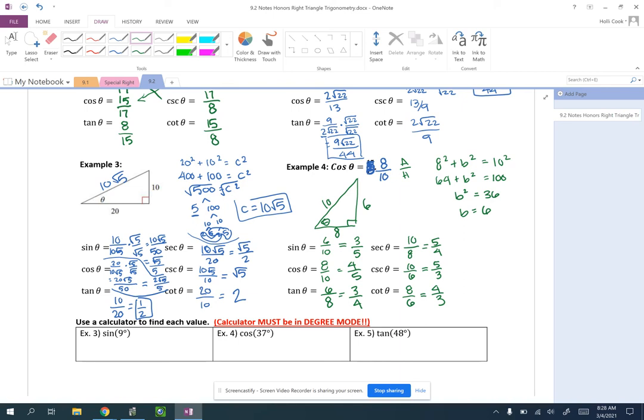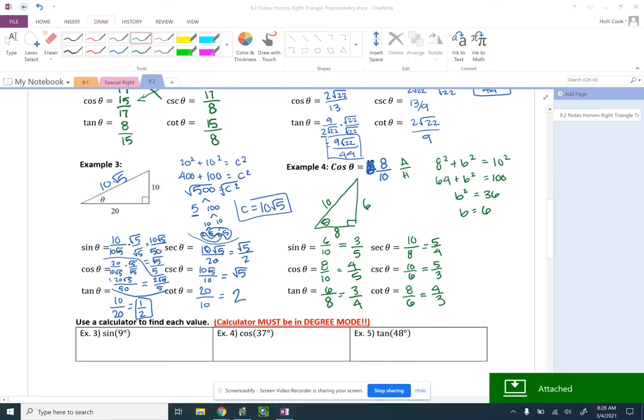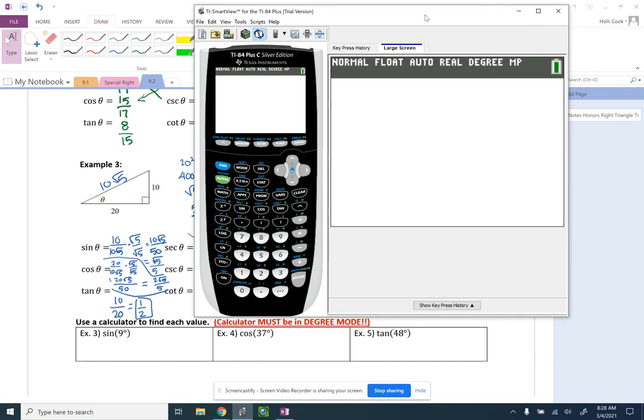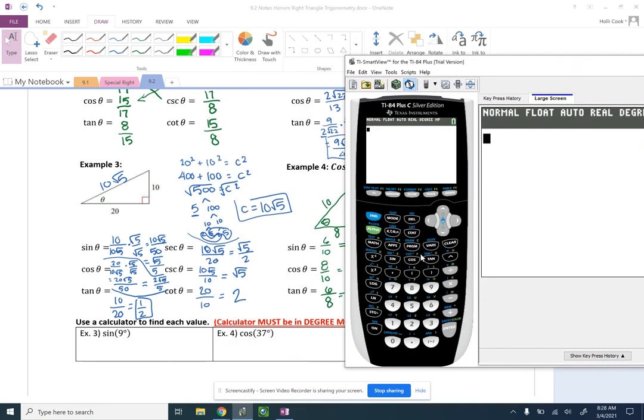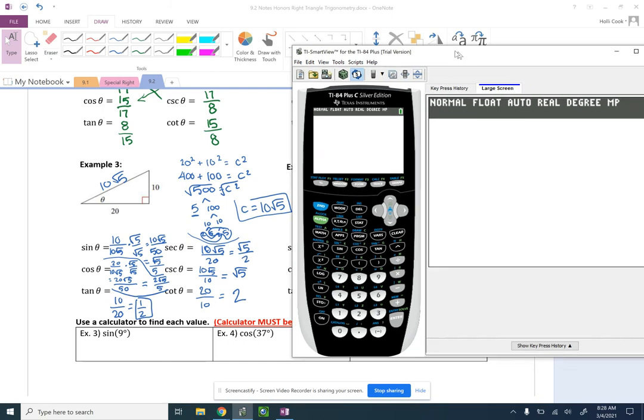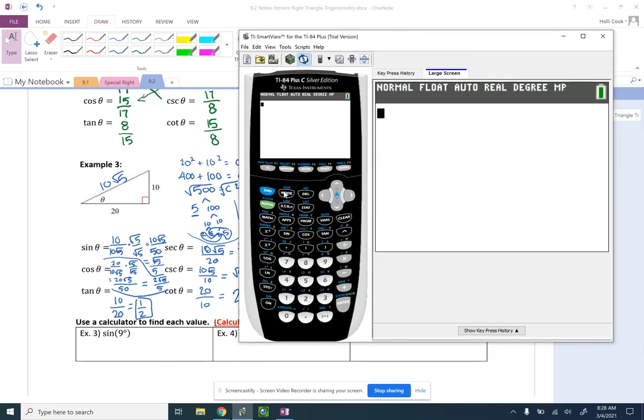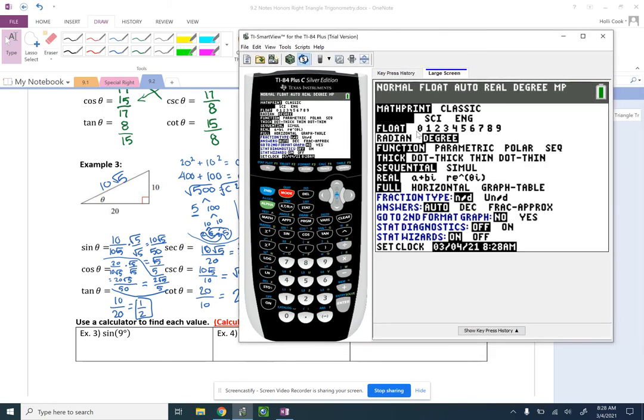Now, we can also use our calculator to find our values. So when you have your calculator, the first thing you want to do, you have to be in degree mode. To check that, you just click on mode right here next to the second. And here's where it says if you're in degree or radian mode. So if your radian mode is highlighted and not degree, just scroll over to the degree and hit enter, and it will change to degree mode. Okay, then you can clear out of that.